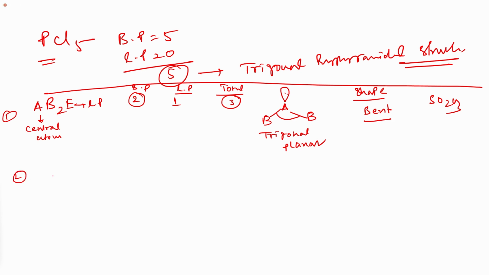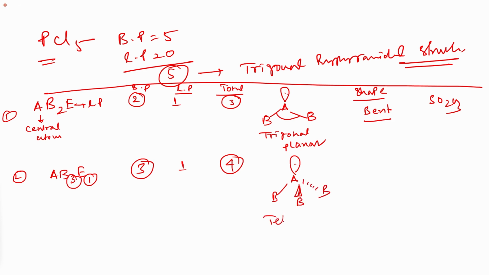Another one is AB3E. AB3E means the bonded electron pairs will be 3 and the lone pair will be 1. So the total is 4. So 4 means the structure will be like this: A will be there, there is the lone pair, there is a B, another B, and another B. So the structure will be tetrahedral.